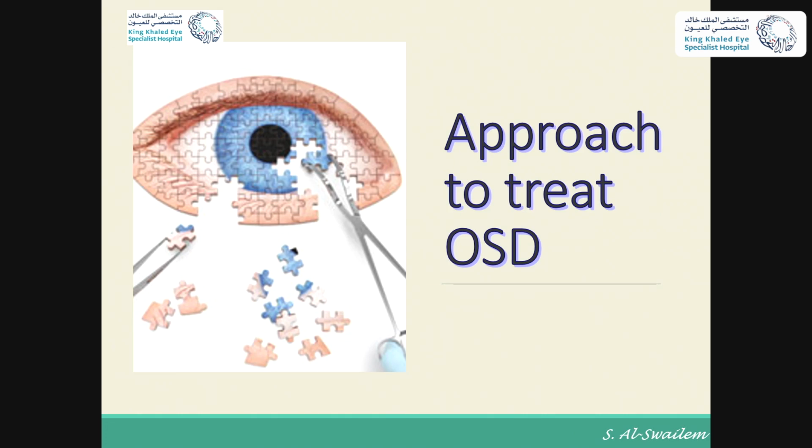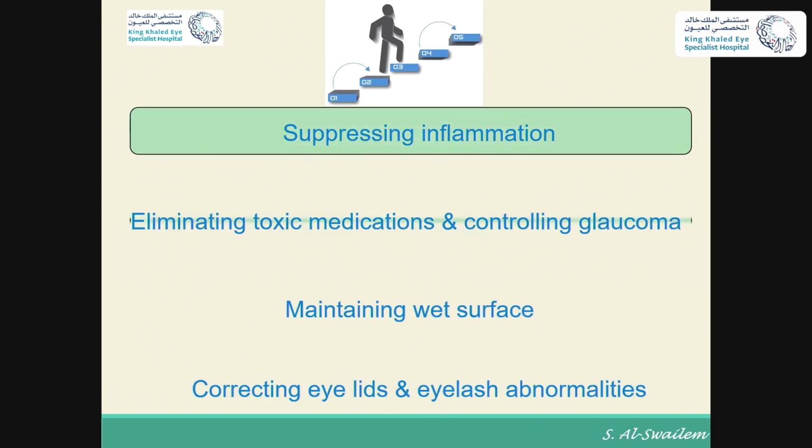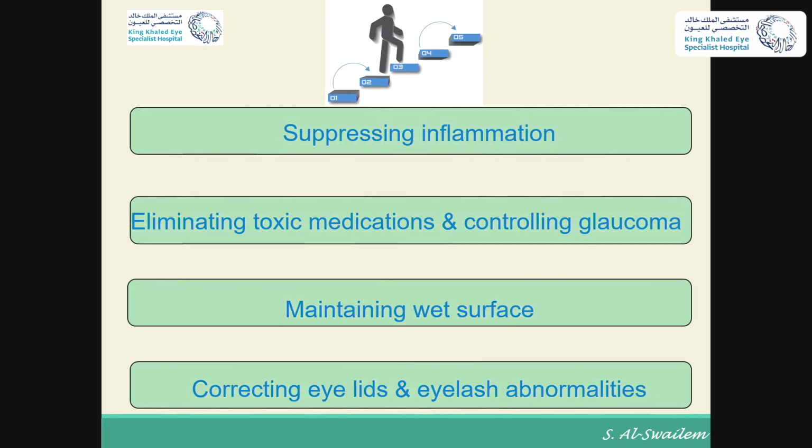So, in the first part, we discussed the meaning of stem cells. We highlighted ocular surface disease and how to diagnose it. Now, how can we manage ocular surface disease or ocular surface disorders? It's a stepwise approach. The most important one is to suppress the inflammation. This is number one.